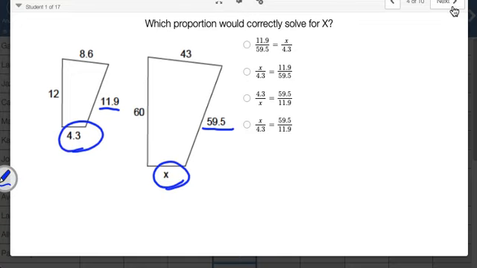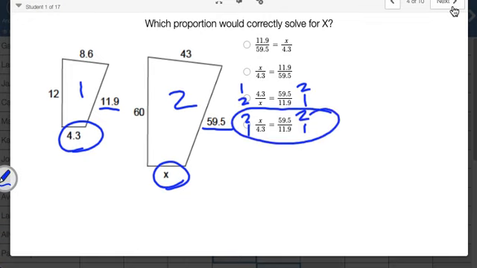So if we look at the third option here, we have 4.3 to X, and then we have the 59.5 to 11.9. So 4.3, if we call this shape 1 and shape 2, is coming from shape 1. The X is coming from shape 2. The 59, however, is coming from shape 2 to shape 1. Let's see how this fourth option looks. X is coming from shape 2, 4.3 is coming from shape 1, and then the 59.5 is coming from shape 2 to shape 1. So yes, the fourth option is correct.